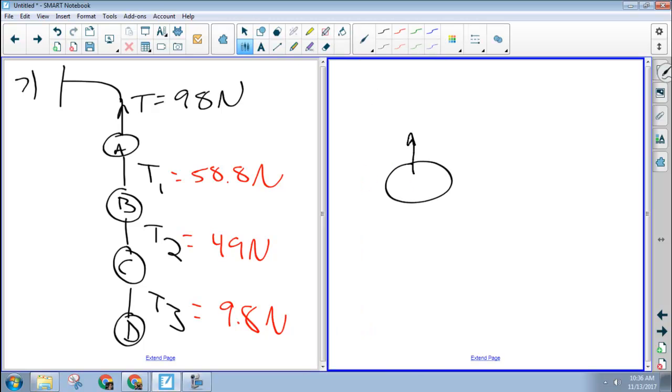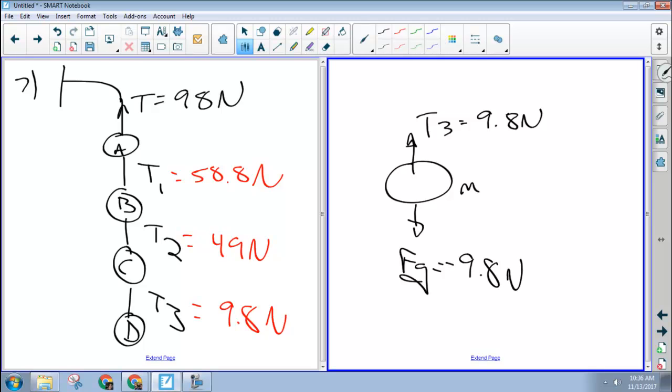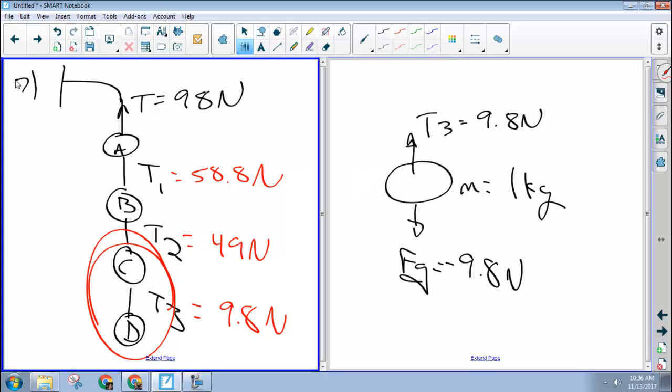So if I make a free body diagram for disc D, here's my deal. I know that there's a tension force supporting it that's 9.8 newtons. So what does the force of gravity have to be, you guys? Negative 9.8 newtons, right? So what's the mass? 1 kilogram, right? Because 9.8 newtons is 1 kilogram, right? Yep. Follow? Okay.